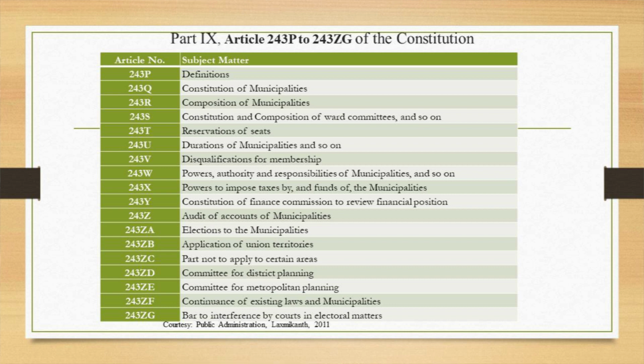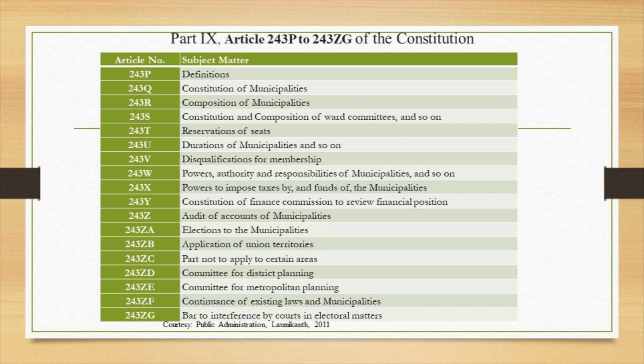Article 243P deals with the definitions of committee, district, metropolitan area, municipality, etc. in this part. Article 243Q deals with the constitution of municipalities. It says that every state shall constitute a Nagar Panchayat for a transitional area, a municipal council for a smaller urban area, and a municipal corporation for a larger urban area. Article 243R deals with the composition of municipalities.